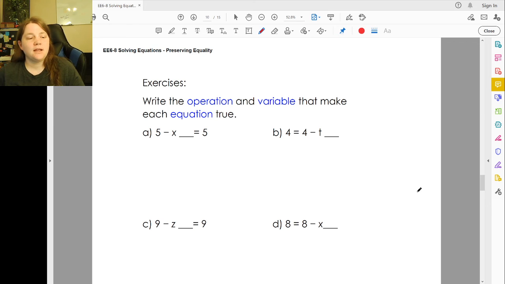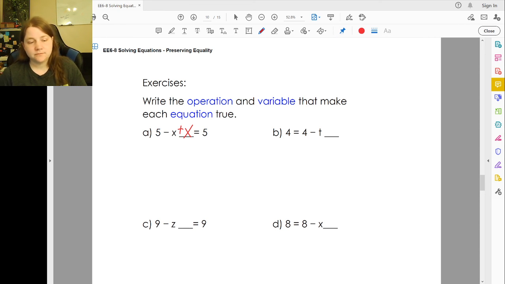So let's go ahead and try over here to see what we would have to do to get back to the original number. Letter A says 5 minus x, do something, equals 5. What can I do to 5 minus x to make that answer back to 5? Well, I subtracted x here, so on this side I'm going to add x. Take a look at the other ones and see if you can figure out what we would need to do to each one. Pause the video, and when you come back, we'll talk about it.